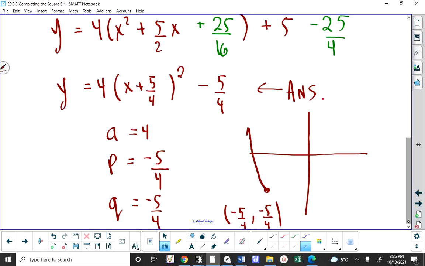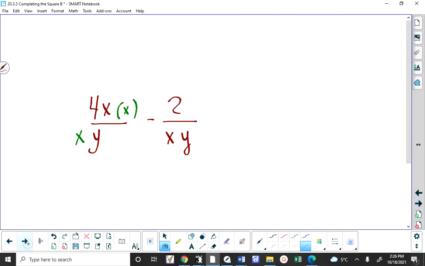The parabola opens up. It's quite narrow because of that 4. I'm not going to write down all that stuff. The axis of symmetry is x equals negative 5/4. There's a minimum value of y equals negative 5/4. The range is y is greater than negative 5/4. You guys can figure out all that. I want to focus again, like Friday, on completing the square. Try one more.